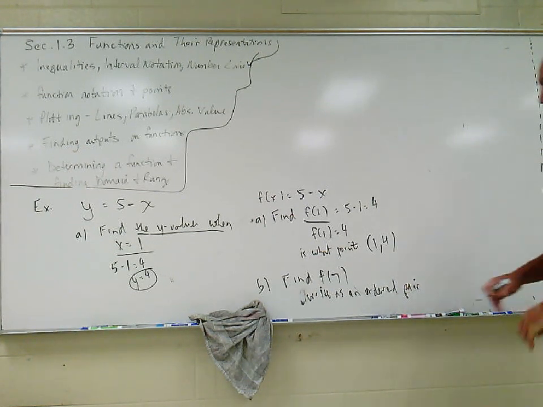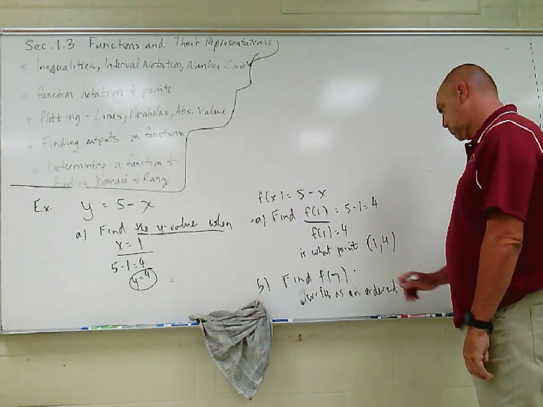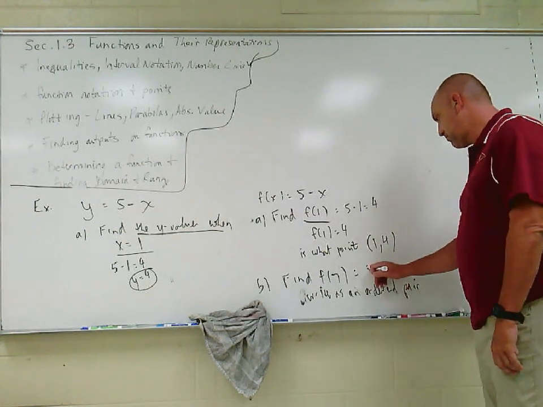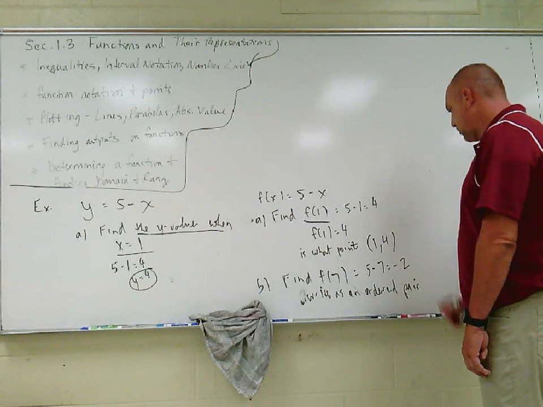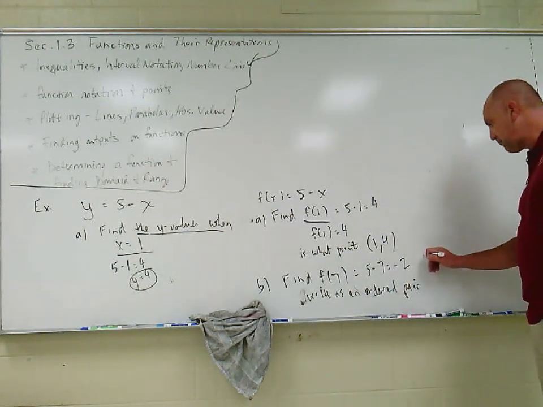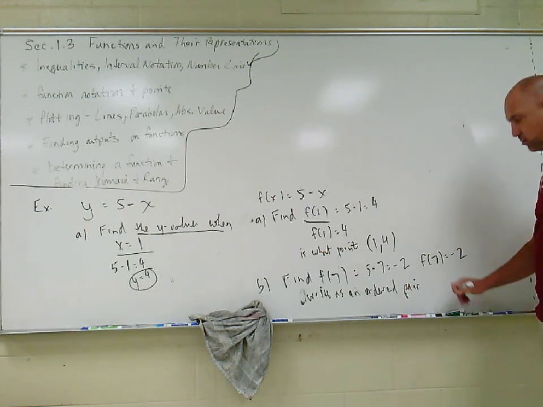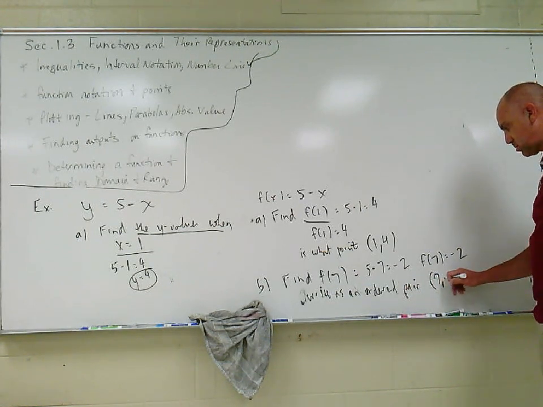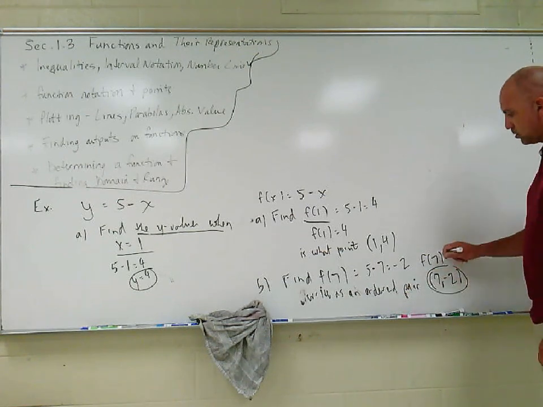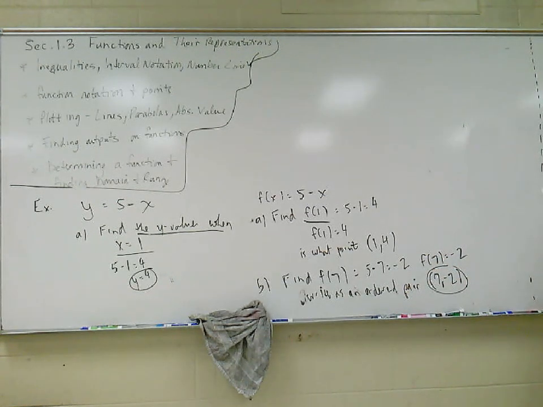Okay, so what did you get? What's f of 7? Yeah, 5 minus 7, we get -2. And then what ordered pair is that? If f of 7 equals -2, then how can you write that as an ordered pair? 7, -2. So whatever's inside is the what, and your answer is the what? Whatever is inside is the x value, your answer is the y value.